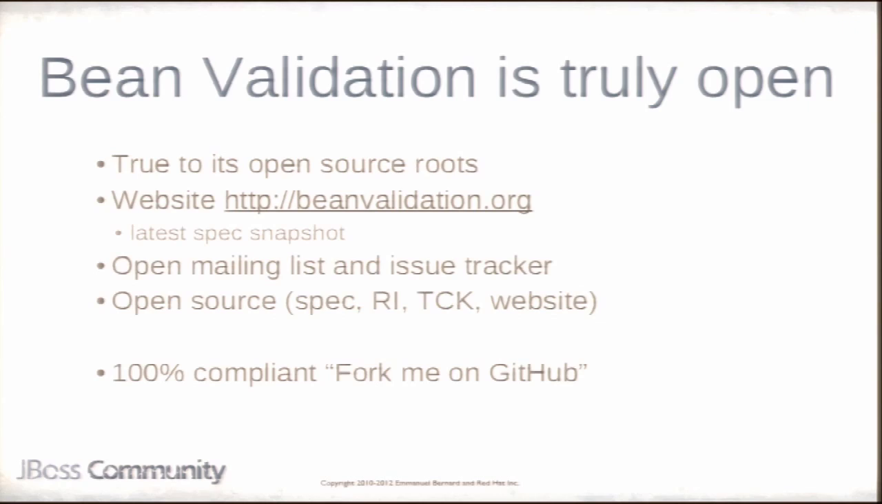The other interesting thing is that everything is open source. The specification, the reference implementation, which is Hibernate Validator, the TCK, which is what Bean Validation providers actually use to make sure they are compliant, and even the website. So if you find a typo on the website or want to write something, feel free to fork it, get a fork on a Git repository, apply your change, send a pull request, and you're good to go. So, as I said, I'm pretty proud to have a 100% compliant fork-me-on-GitHub specification.